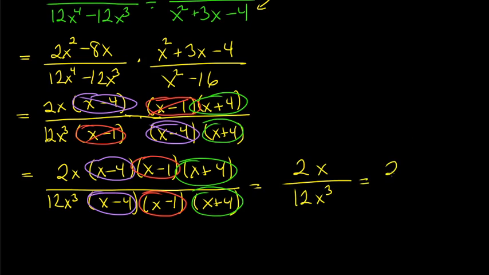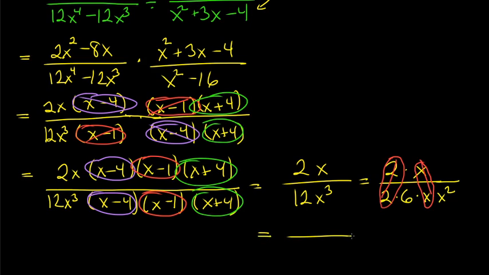But we're still not done. There's nothing we can do with the 2 times x, but 12 is 2 times 6, and x cubed is x times x squared. So as it turns out, we can cancel a factor of 2 and a factor of x. After we cancel those, we're left with something over 6x squared. So what's the numerator here? It's not 0. There's always an invisible 1. When you cancel everything, what's left over is not nothing. It's a 1. So this is 1 over 6x squared.